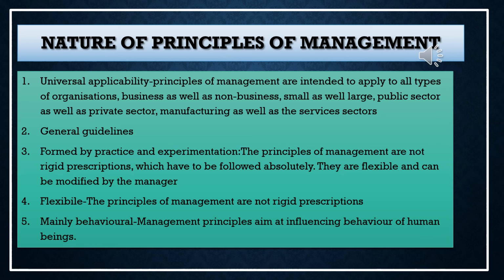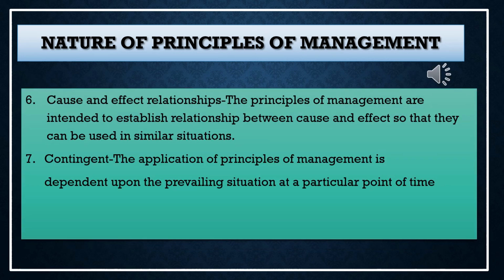The sixth is cause and effect relationship. This means that these principles intend to establish a relationship between cause and effect so that they can be used in similar situations in a large number of cases. For example, like we just said, we reap what we sow. Similarly, when we talk about the principles of management, these are principles which do have a cause and effect relationship. So when they're applied in a particular situation, they are going to have a certain effect.